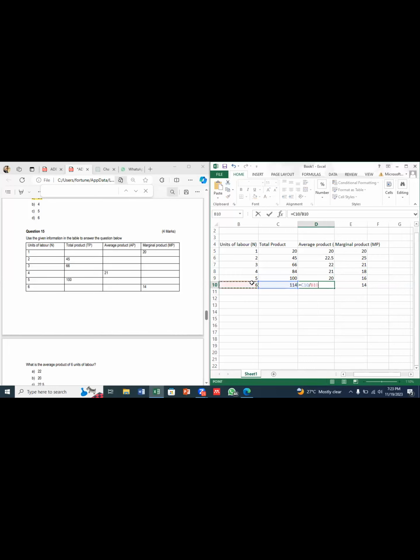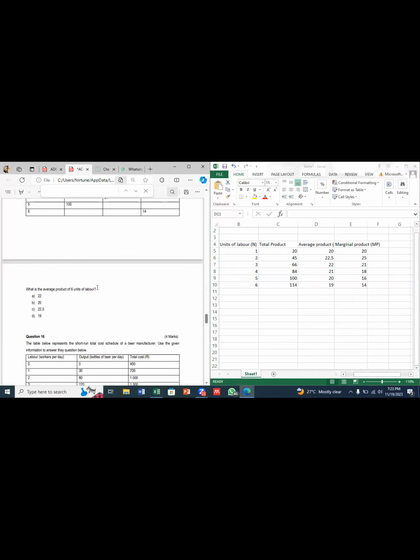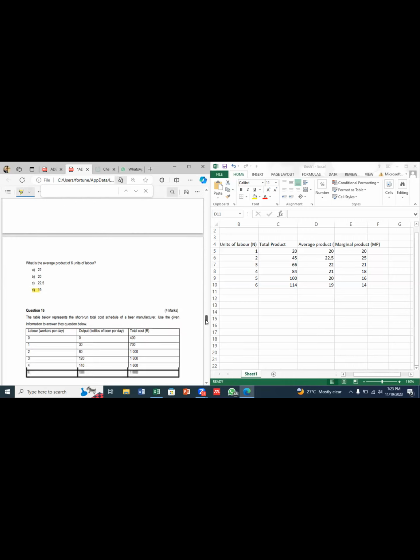Anyone who's struggling to understand these calculations? Anyone who's having a challenge? Then what is the average product of 6 units of labor? 6 units of labor, average product is 19, option D. All right, then we move on to the next one.